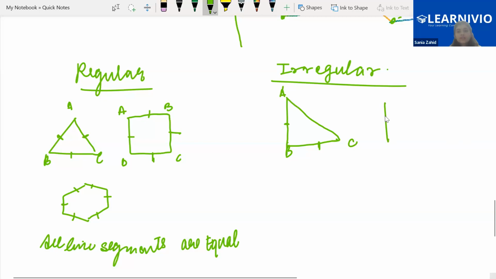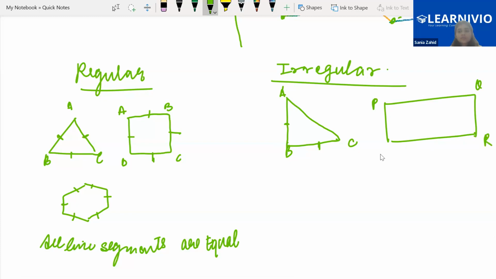Or if I say a rectangle, here also I'm not getting all the line segments the same. Only PQ is equal to SR and PS is equal to QR, but they are not equal to one another. So to understand the meaning of regular and irregular: in regular, all the line segments are equal. In irregular, all line segments are not equal. They're different.